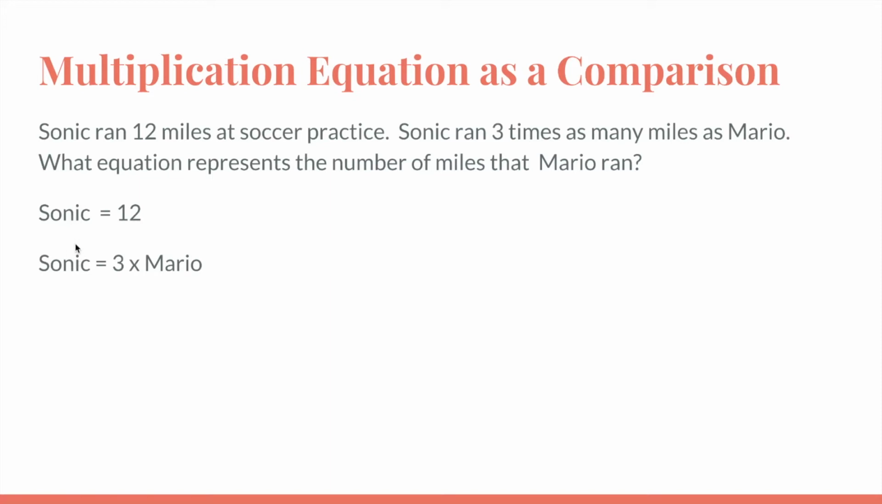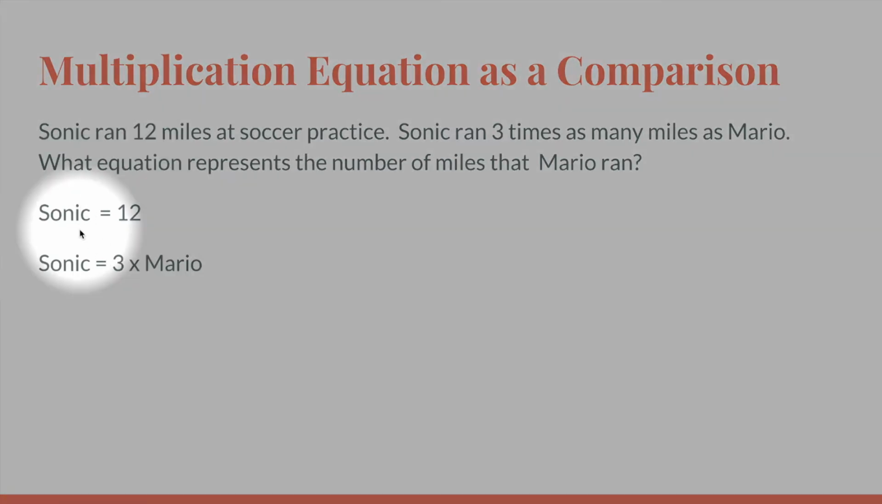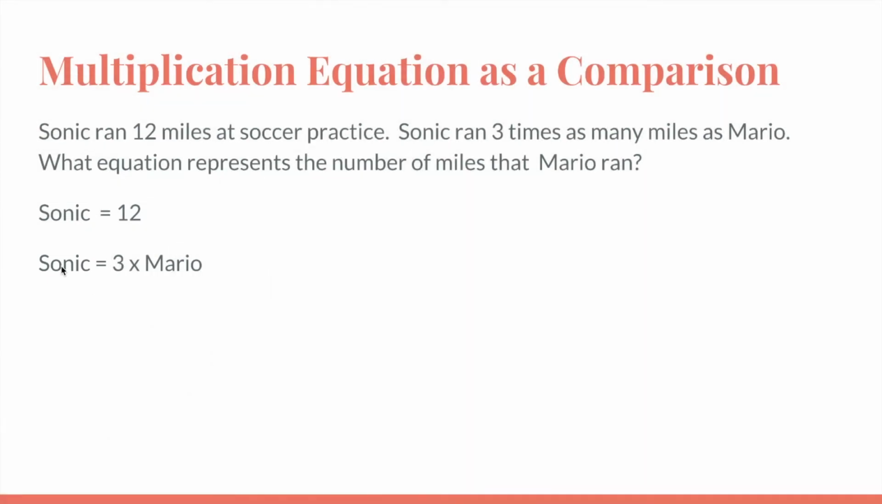Notice both of my equations start with Sonic because both of the sentences tell me something about Sonic. So now I need to replace what I know. What do I know? I know that Sonic equals 12. Sonic ran 12 miles. So down here where I see Sonic, I need to replace that with 12. So 12 is 3 times more than what Mario ran.